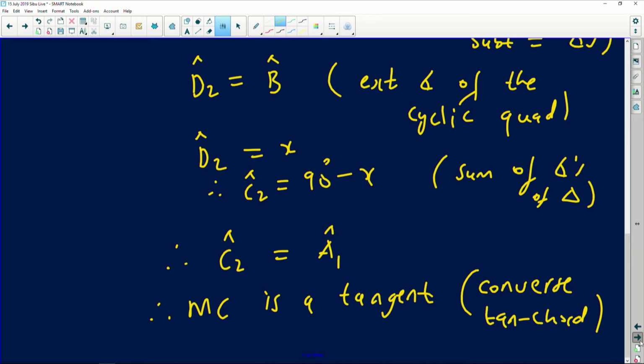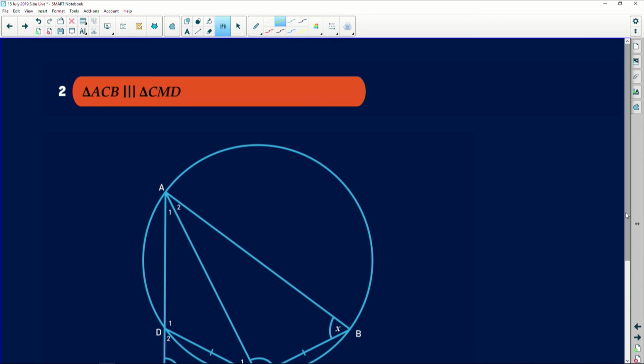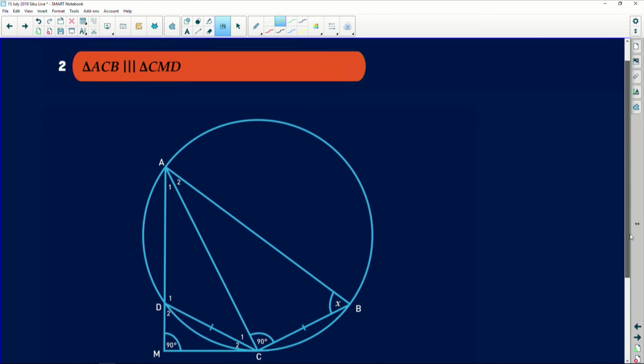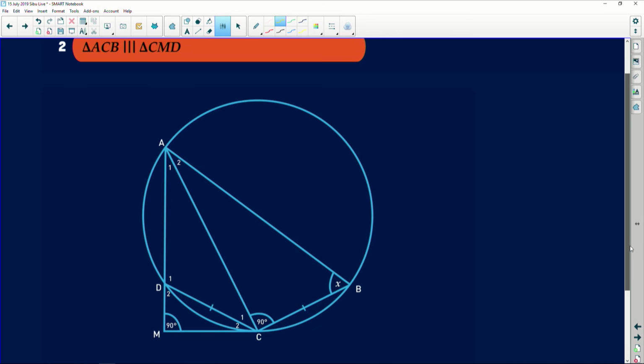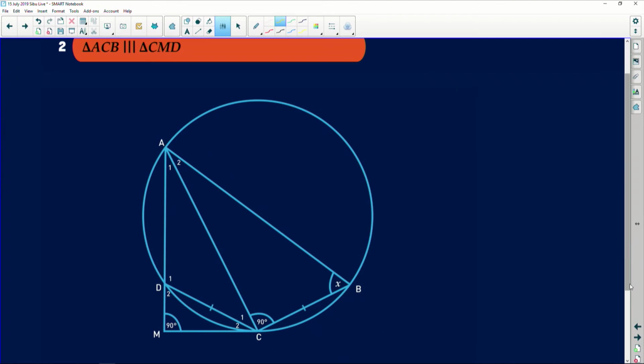Moving right along to the last part of this question, we now have to prove that ACB is similar to CMD. Those are two triangles, guys. When you want to prove that two triangles are similar, one triangle has 3 angles, the other has 3 angles. If you can prove that the corresponding angles are equal, then those two triangles are definitely similar. That is basically what we want to do. Let's see if we can achieve that.